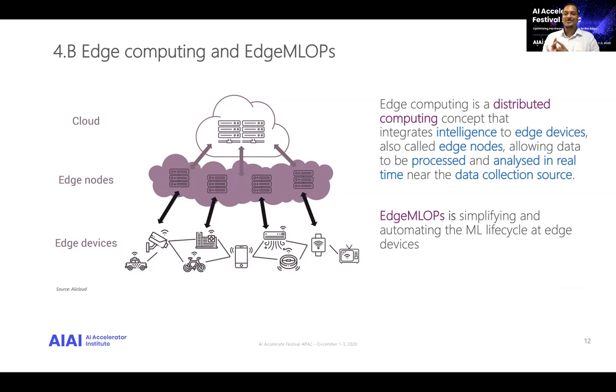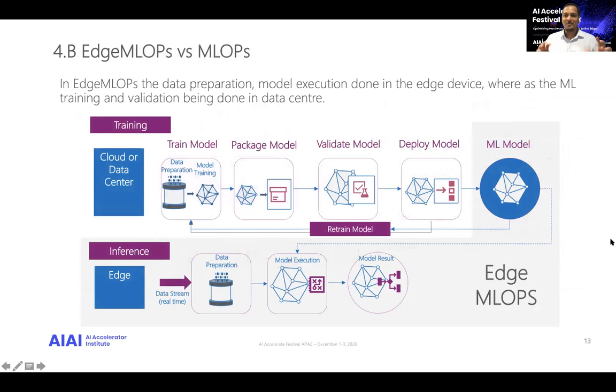And it's not simple. It's different when you do it, compared to the usual MLOps, right? Which is what I'm going to take you through in the next slide. So what is the difference between usual MLOps and what you mean by edge MLOps? I'm sure you are aware of the picture at the top, right? Pretty much any machine learning model, you do it in a cloud or a data center. You train the model, package, validate, deploy, and then you have a machine learning model.